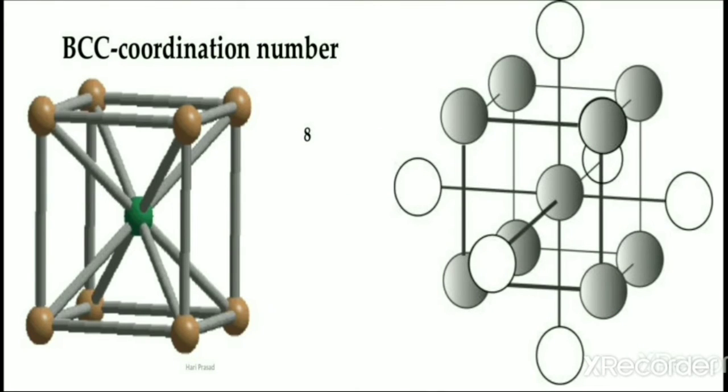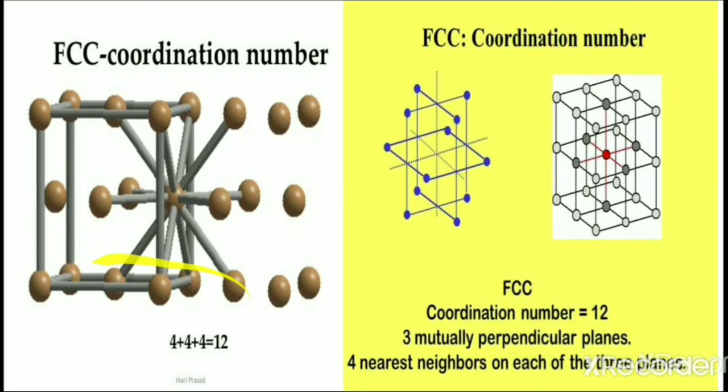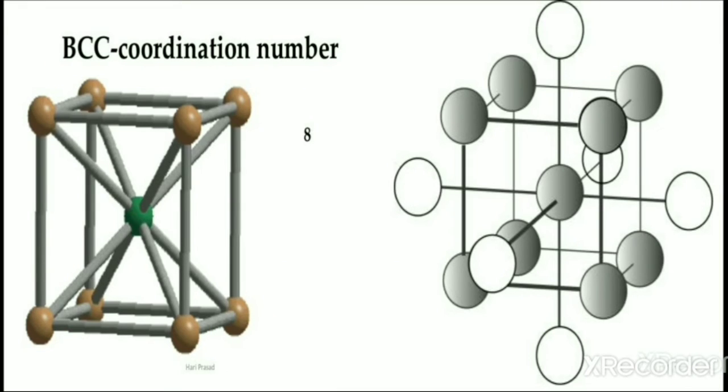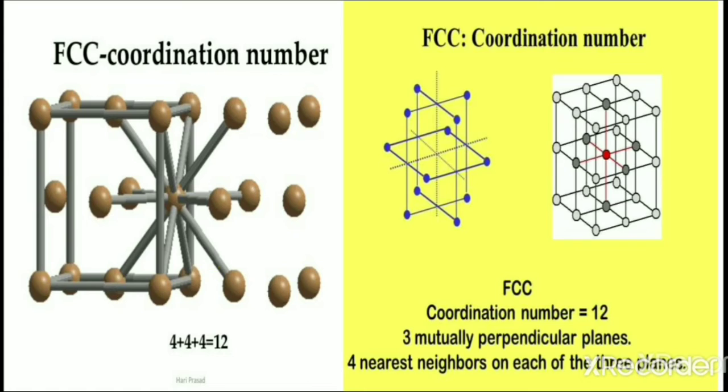Then in BCC, the coordination number is equal to 8 because the 1 atom is present at the center of the body. It is surrounded by 4 above and 4 below in the cube. So it is called the BCC unit cell. Here the center atom has 4 atoms above and 4 below. So the coordination number is 8 in BCC.